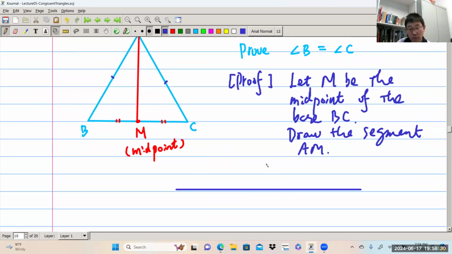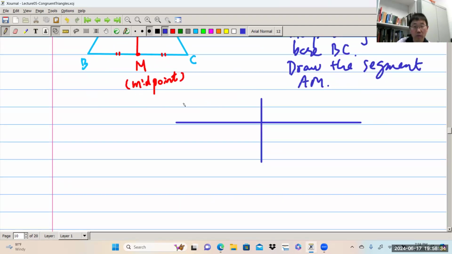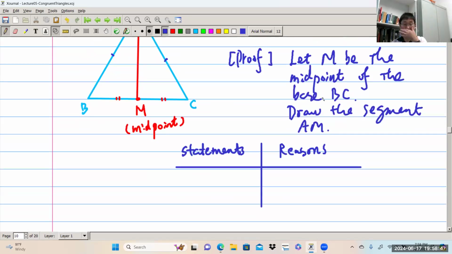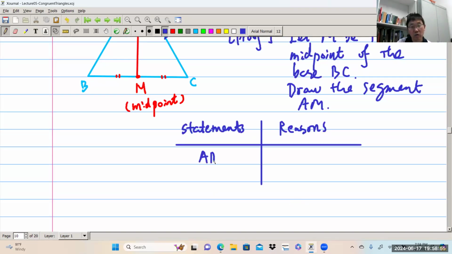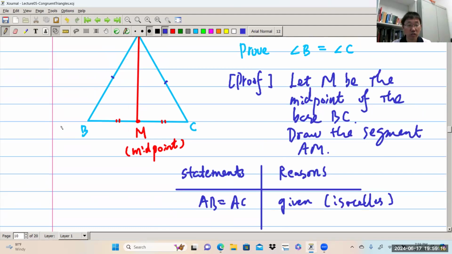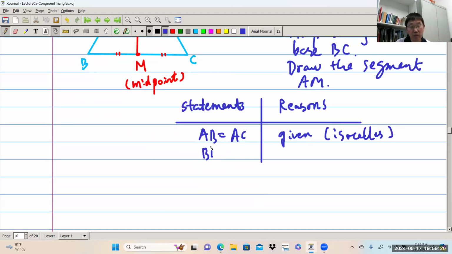So now we have statements and the reasons. Guys, please pay attention. Okay, so first of all, I can claim AB is congruent to AC. So AB equals AC. What's the reason for that? Because the triangle is isosceles, right? So that's the given condition. Given condition, because isosceles triangle. And by construction, BM equals CM. Why? Because M is the midpoint, by definition of a midpoint.